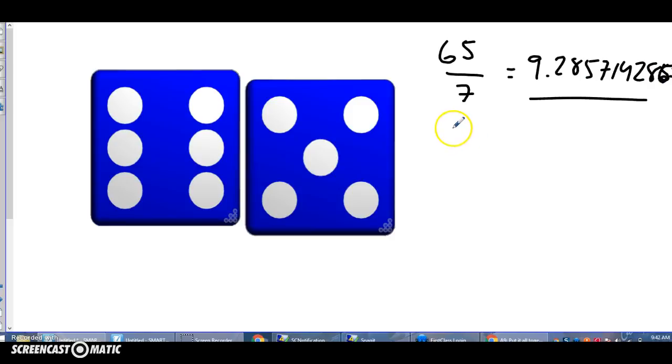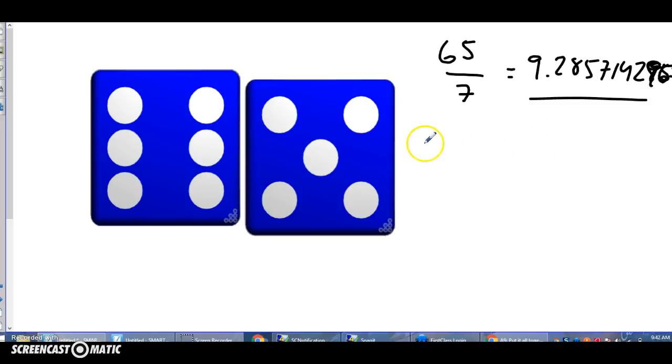Now let's see if that's right. Let me grab my calculator and see if I have to delete this video and start again or if I can continue. So my trusty calculator is in my hand here. 65 divided by 7 equals, and I get something very similar to that. Mine stops here and rounds. Okay, so how did I get that? How is that all possible?